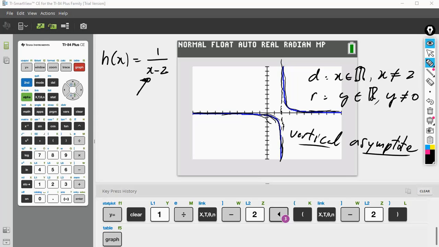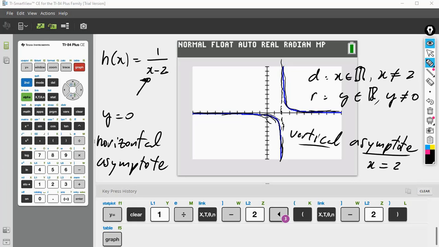So that means that y equals 0 is what's called a horizontal asymptote. And we said here that x equals 2 is what's called a vertical asymptote.